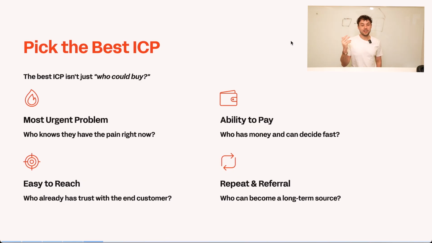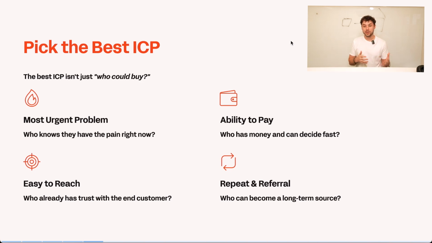Next is, are they easy to reach? Who already has trust with the end customer, okay? Easy to reach meaning if I talk to a real estate agent, they're easier for me to reach my end customer than for me, because they already have relationships with the customers. So my ideal customer who I target could be a real estate agent, even though they're not the one actually buying and paying me, they are the ones who have better reach to my customers, okay?